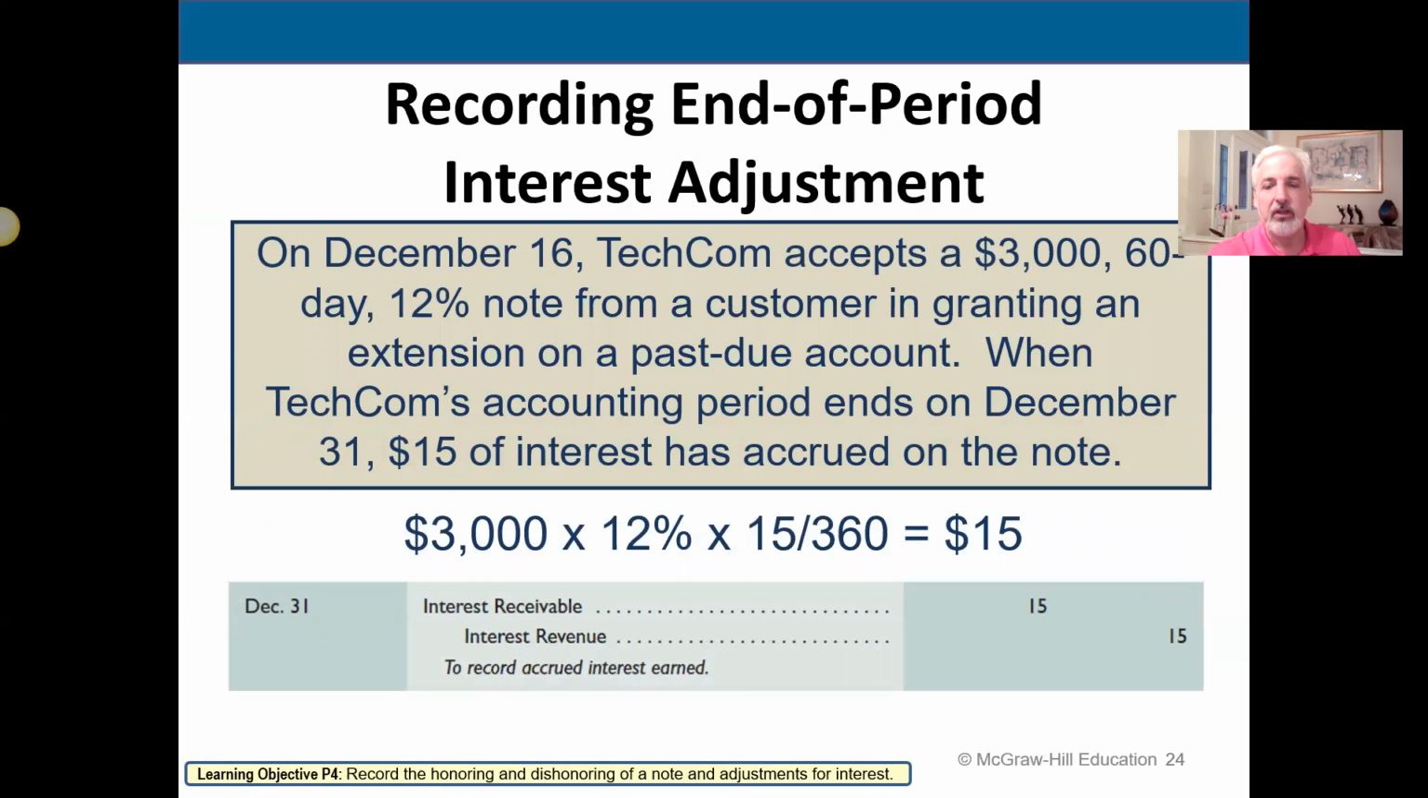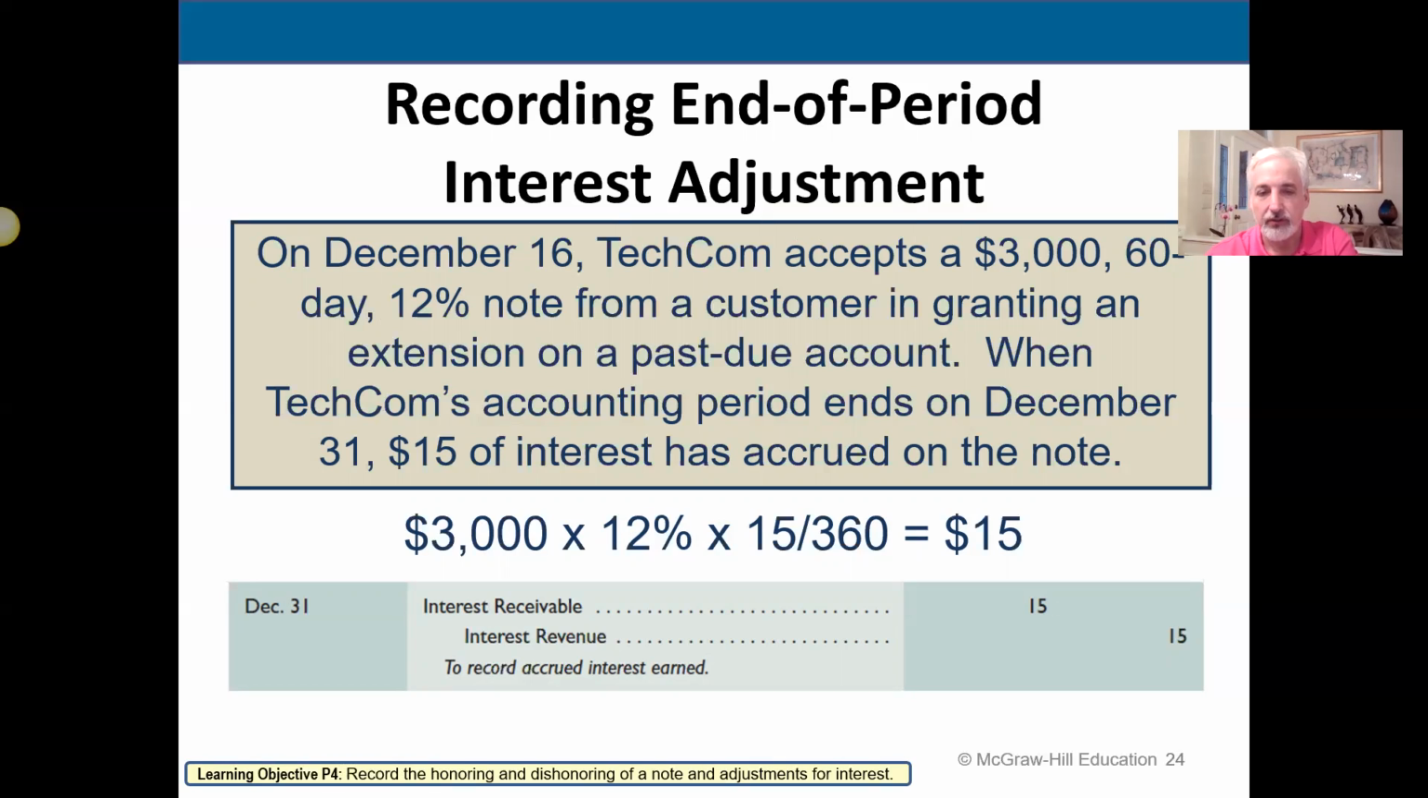End of period adjustment. We'll have journal entries to adjust. Let's say that 90-day note went from December 1st through February 28th, roughly. So that would be a 90-day note. We have to record interest expense for December, debit the expense and make the adjustment and credit the interest payable. Or in this case, as a receivable, debit the receivable and credit the revenue.